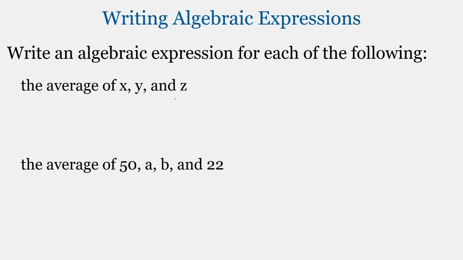Now let's look at averages. So when we find the average of some numbers, we take the sum of all those numbers, we add them all up, divided by the count of numbers. So how many numbers do we have? So in this case, we are going to sum up all these numbers. So we're going to add them all up. So that's x plus y plus z.